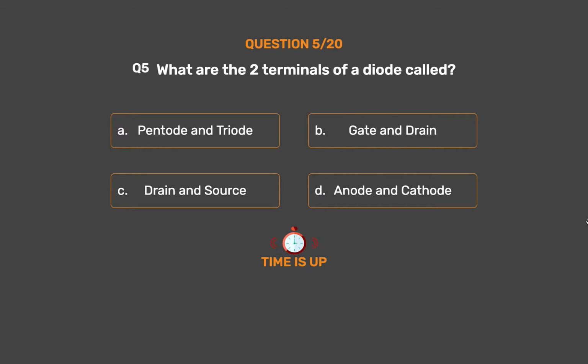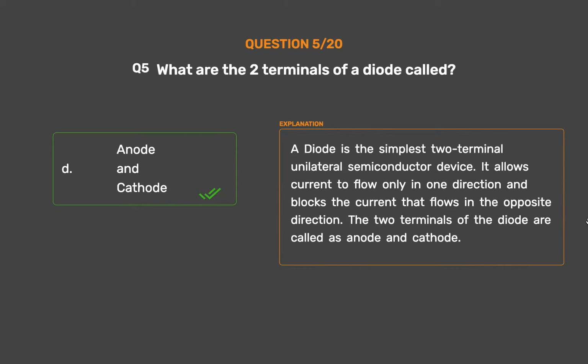The correct answer is Option D. Anode and cathode. A diode is the simplest two-terminal unilateral semiconductor device. It allows current to flow only in one direction and blocks the current that flows in the opposite direction. The two terminals of the diode are called as anode and cathode.